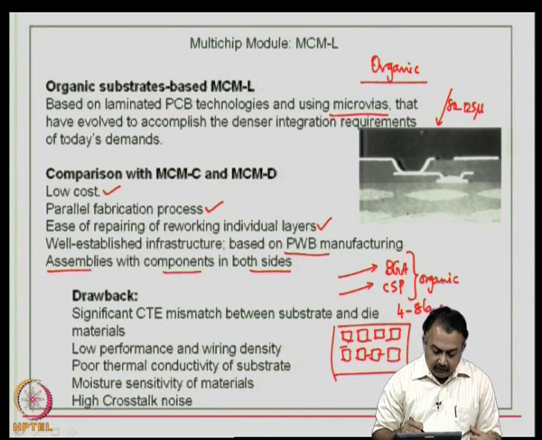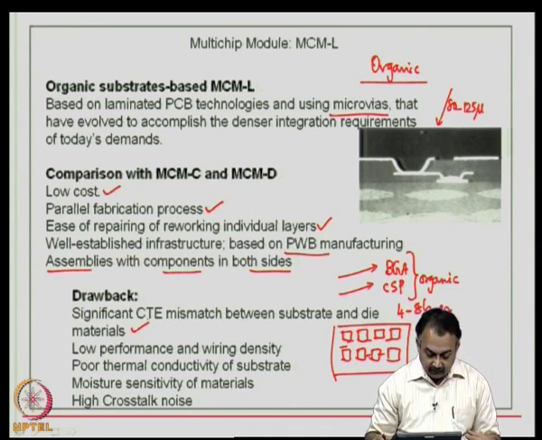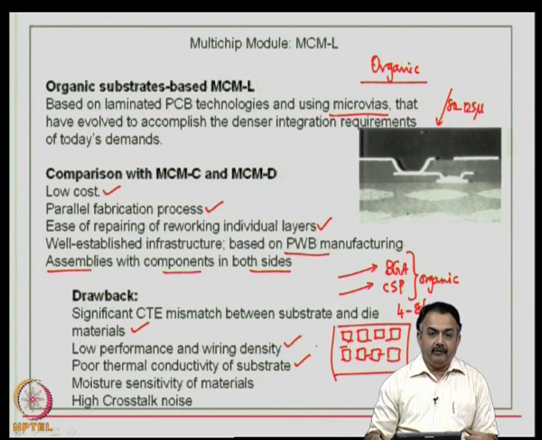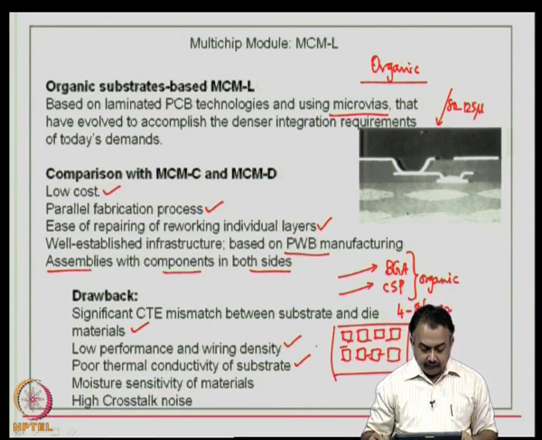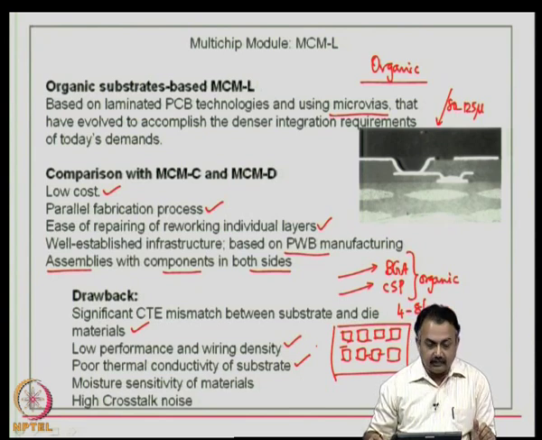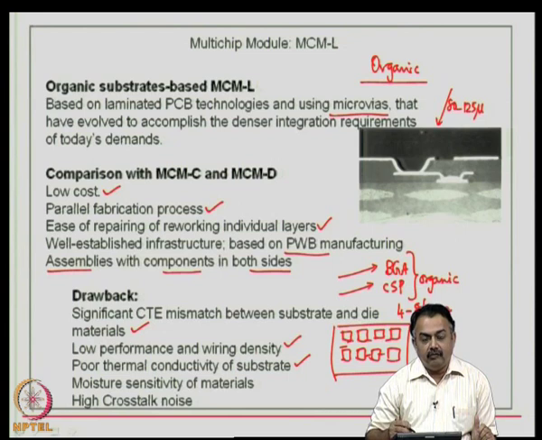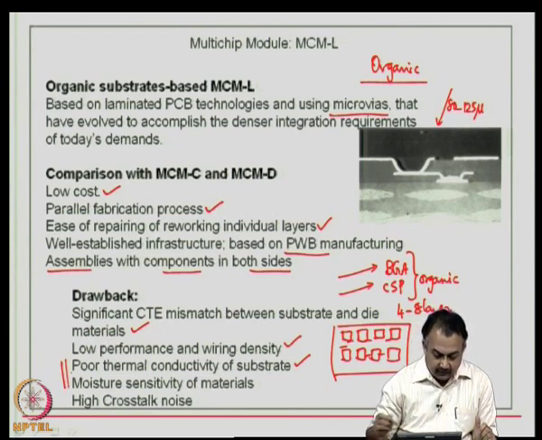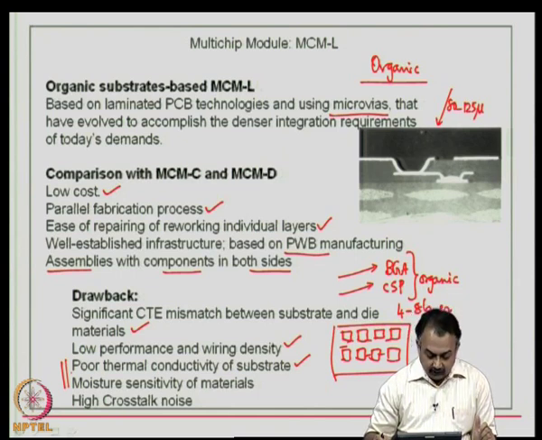The drawback is that when you use silicon die, there will be a significant CTE mismatch between the substrate and the die materials, which I have explained in the previous session. Low performance and wiring density compared to MCM-C and D, poor thermal conductivity of the substrate because we are using organic substrates, and the inherent property of the organic substrate is that the thermal conductivity is very poor compared to ceramic substrates. Now, you can improve it by adding more fillers or composite materials. Moisture sensitivity in organic materials is very high. Therefore, this drawback in terms of poor electrical performance because of moisture absorption is going to be there. But if you look at cost, then people tend to go in for MCM-L.